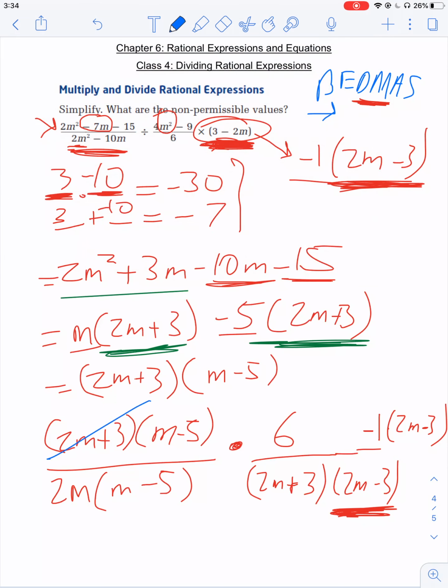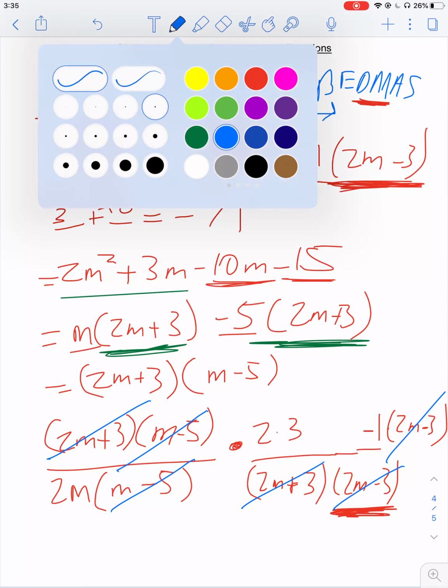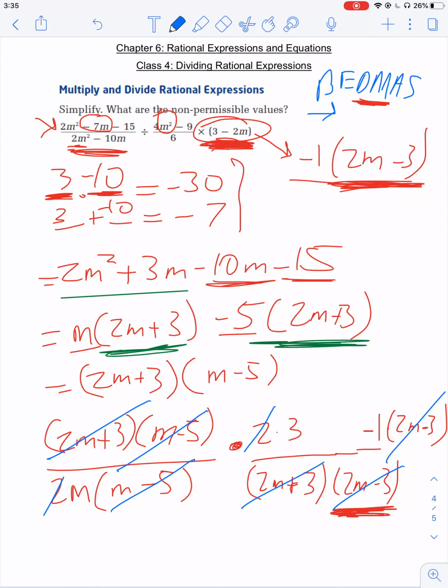The 2m plus 3 will cancel with the 2m plus 3. The m minus 5 will cancel with m minus 5. The m survives. The 2m minus 3 and the 2m minus 3 will cancel. The 2 becomes a 1 because 2 divided by 2 is 1, and the 6 becomes 3, because 6 divided by 2 is 3. If this step is bothering you, think about it this way: 6 is just 2 times 3, so you can cancel the 2's and you're left with that 3.